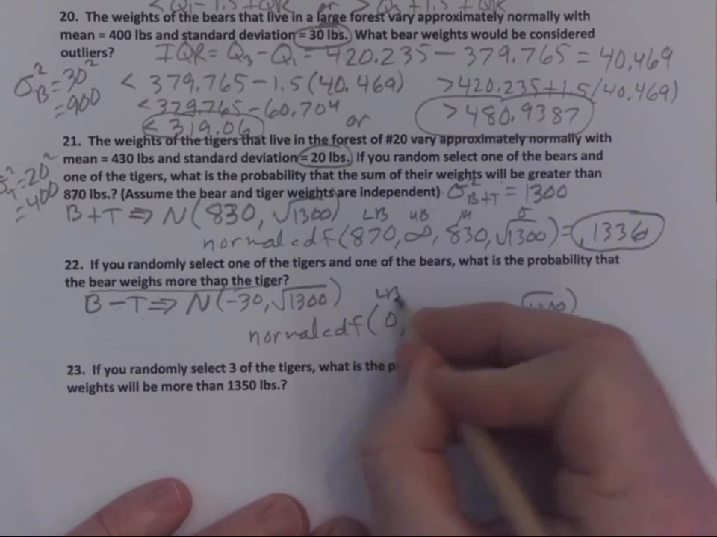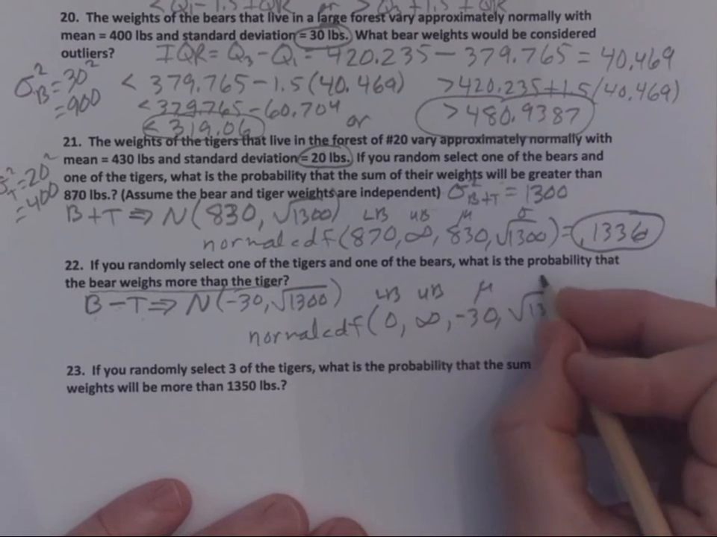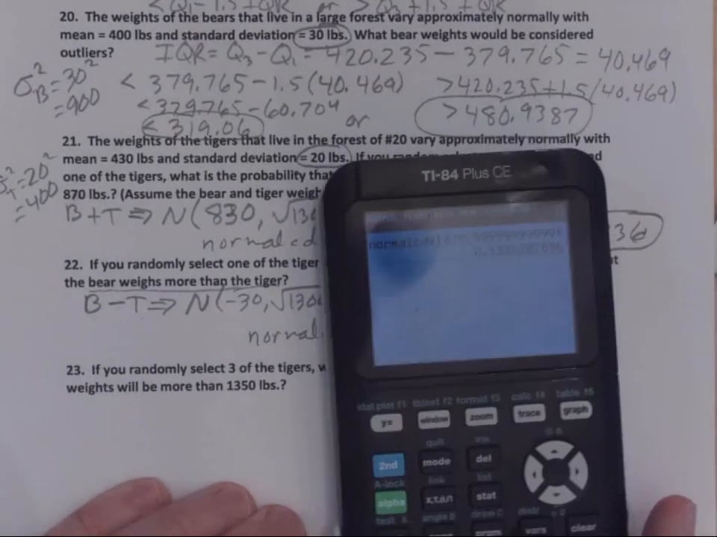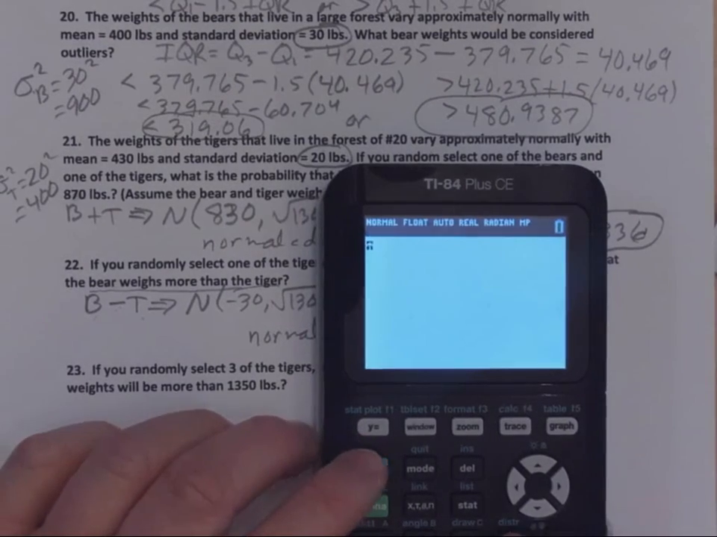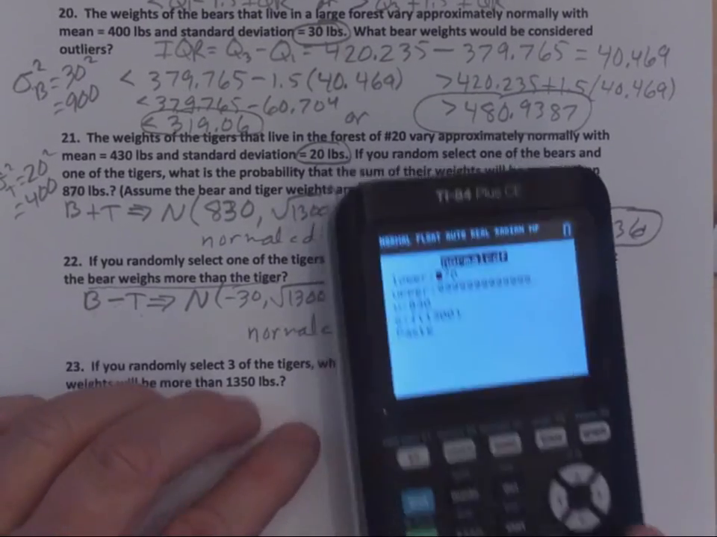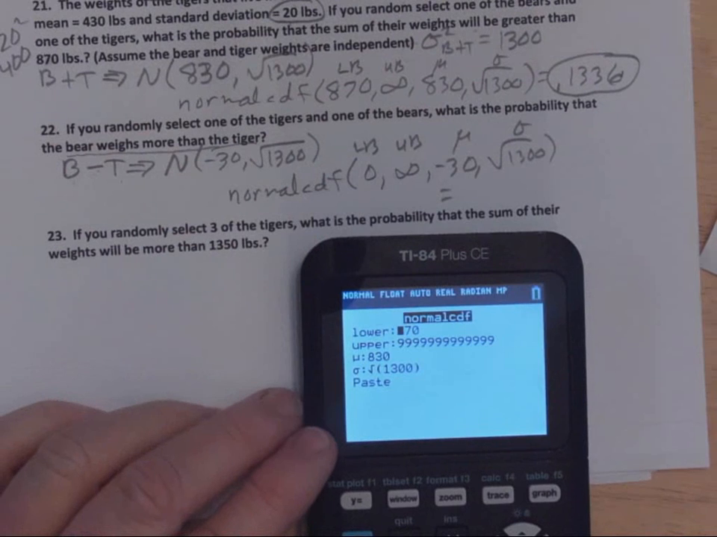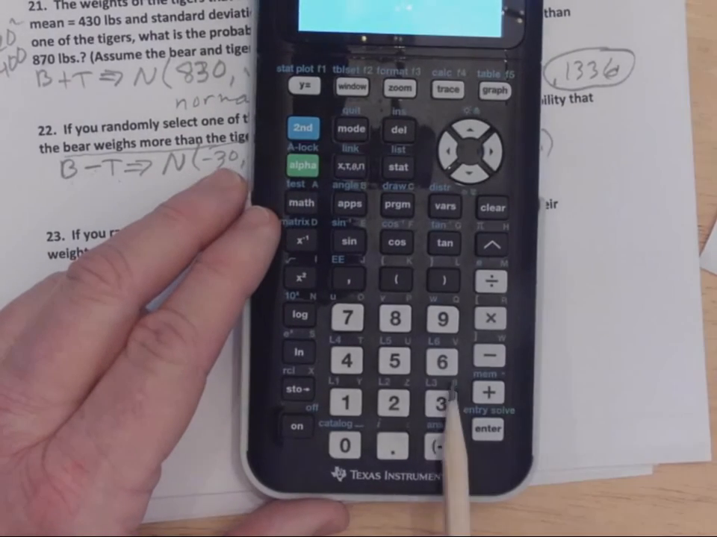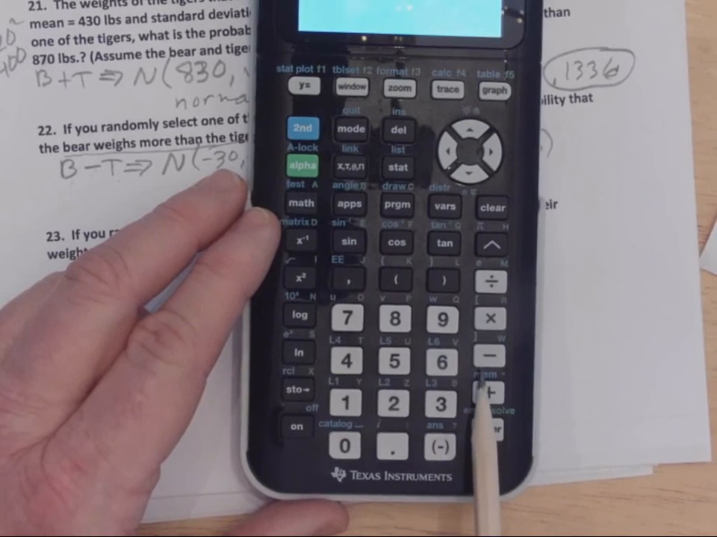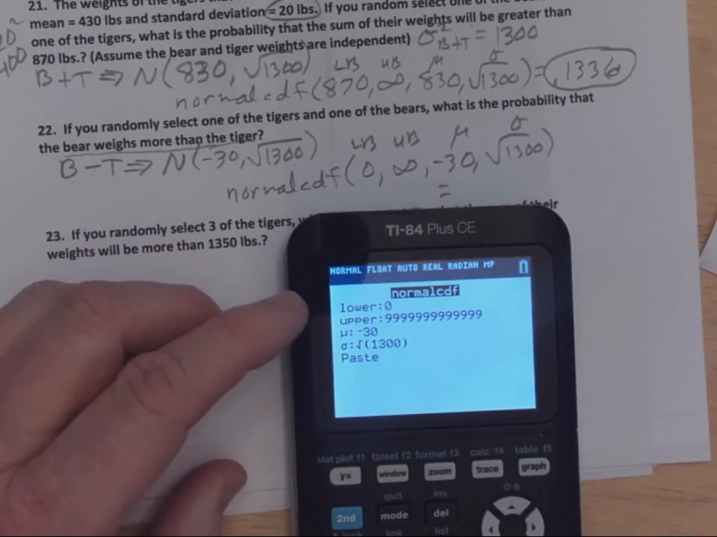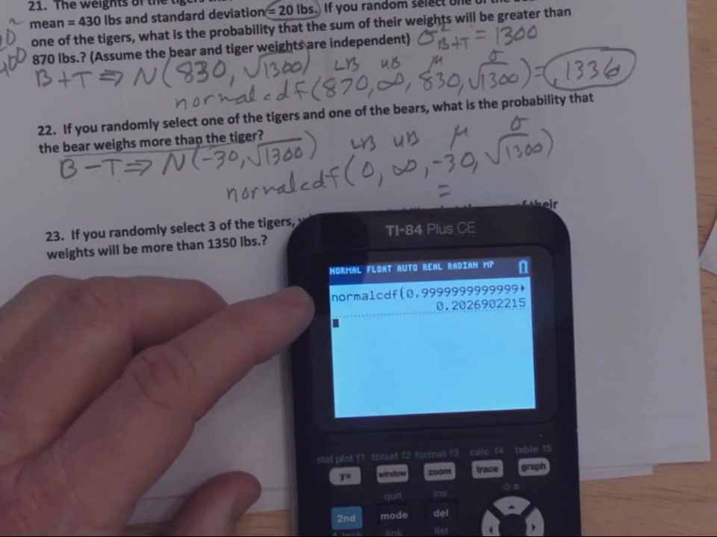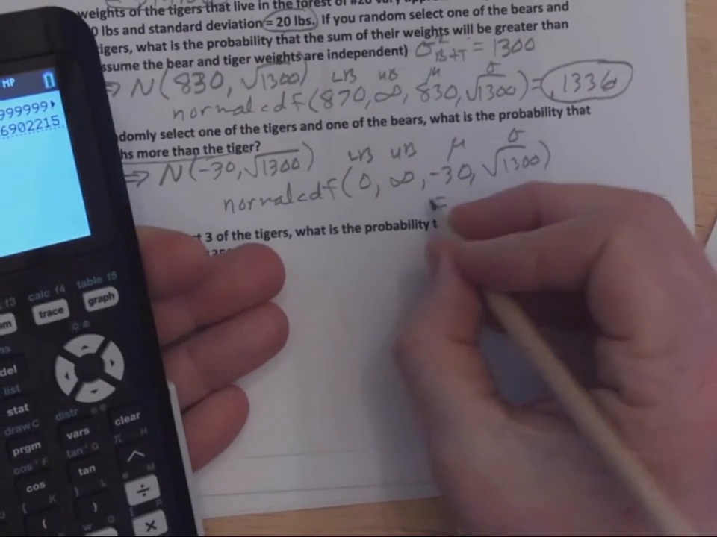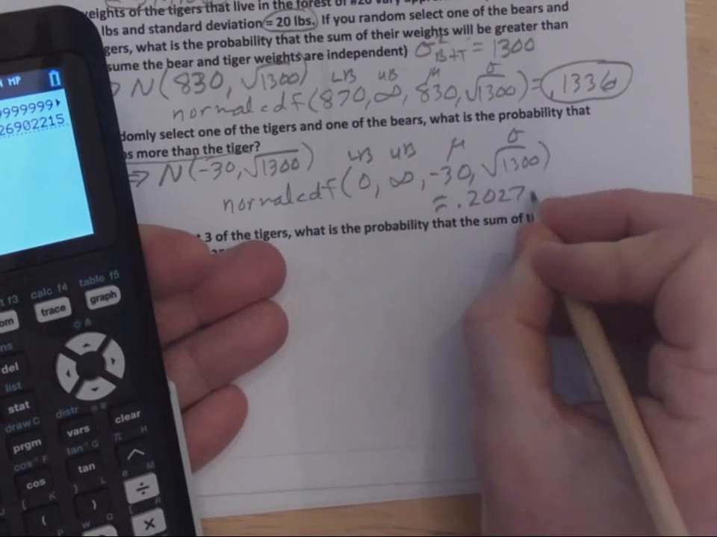So that is my lower bound. That is my upper bound. That is my mu. That is my sigma. And when you do that, so what the heck, let's do that. And so you do second distribution, normal CDF, and we are going from 0 to infinity. So I do a 0 to infinity, same mean and standard deviation. No, mean is negative 30, sorry. And by the way, once again, whenever you hit the negative button, hit the negative button, not the minus button. That would cause an error. All right, and so then go like that, boom. And there it is, 0.2027, approximately.